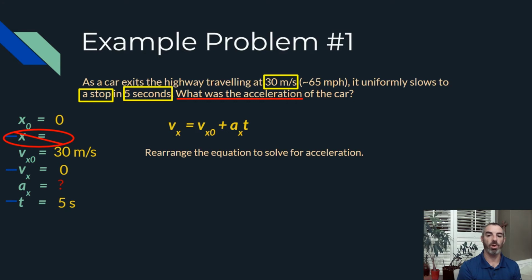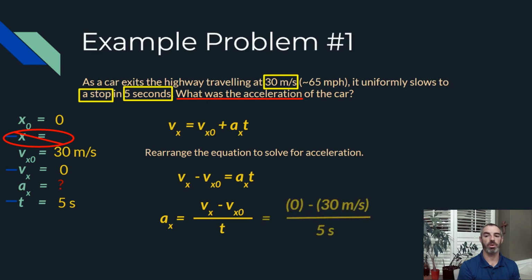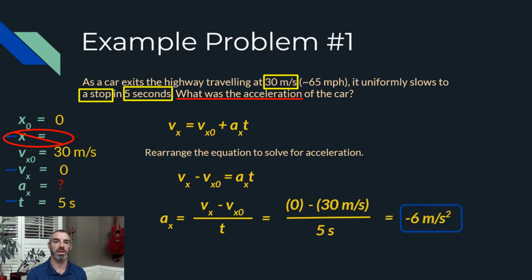We're going to solve for our acceleration. So we get acceleration is equal to Vx minus Vx naught divided by t. Now we're ready to plug our numbers in. 0 minus 30 meters per second divided by 5 seconds, well, that's going to give us a value of negative 6 meters per second squared.